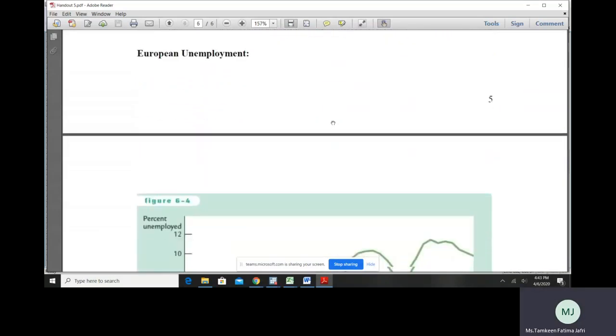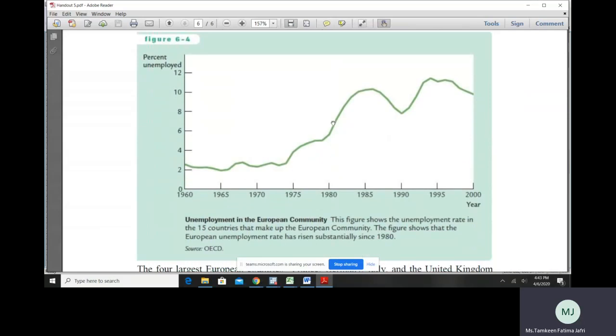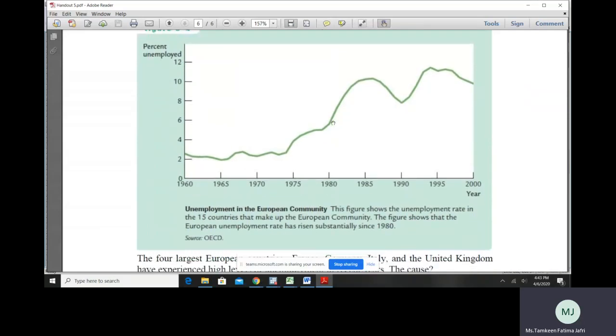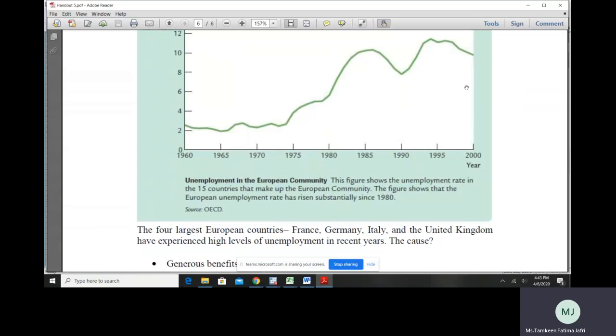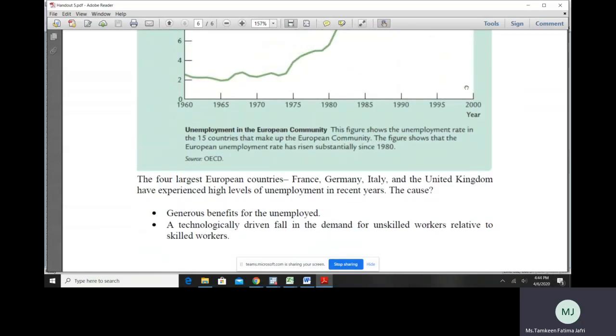अगर हम यूरोपियन अनएम्प्लॉयमेंट की बात करें तो आप देख सकते हैं कि ओवरऑल हम देखते हैं कि अनएम्प्लॉयमेंट हैज इंक्रीज्ड इन यूरोप सिग्निफिकेंटली. रीजन क्या हो सकते हैं इसके पीछे? Some of the reasons are as follows: generous benefits for the unemployed. In European countries, most of them are welfare states. They are giving unemployment insurance to workers who don't have jobs. So this actually increases frictional unemployment and hence the unemployment rate.